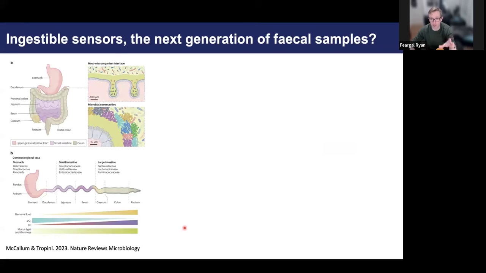Something else I'm really excited about, not just in the gut-brain axis field but in the microbiome field in general, is this idea of ingestible sensors. I did my PhD in a microbiome research institute, which I started, oh God, almost 15 years ago now. And back then, of course, we all started out being a little bit grossed out by fecal samples and poop. Over the years, you just get used to it.